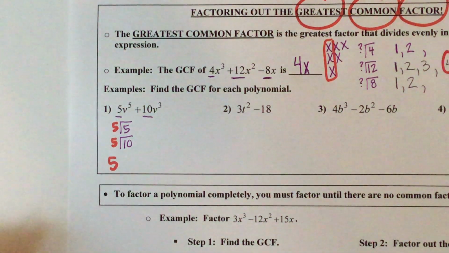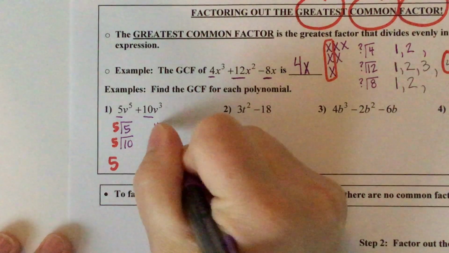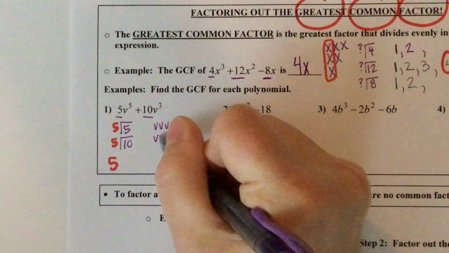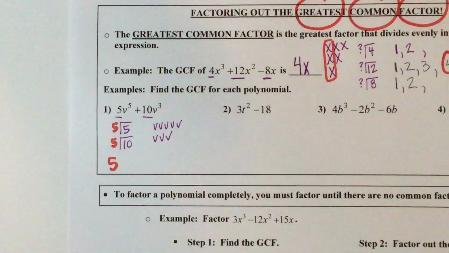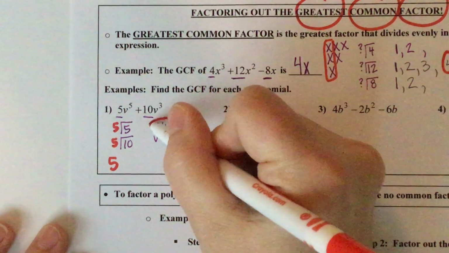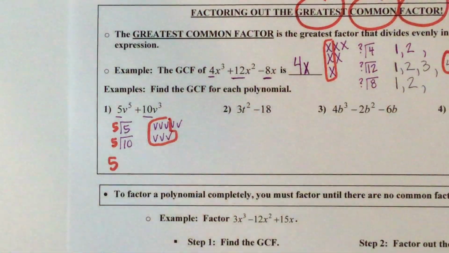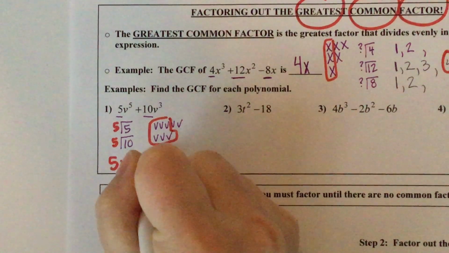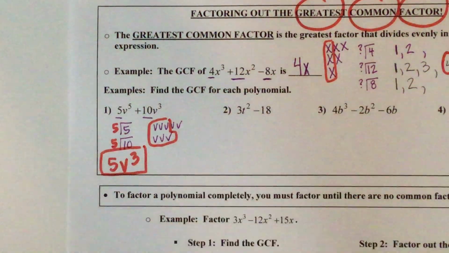Okay, now let's look at the v's. This one has 5. 1, 2, 3, 4, 5. This one has 3. 1, 2, 3. What's the greatest amount of v's they both have in their list? They both have 3 v's in their list, so you write that as v cubed, and that is the GCF.